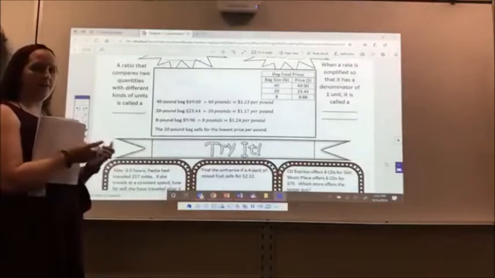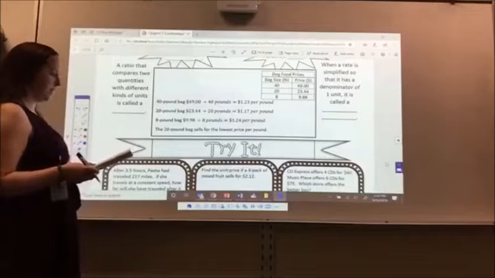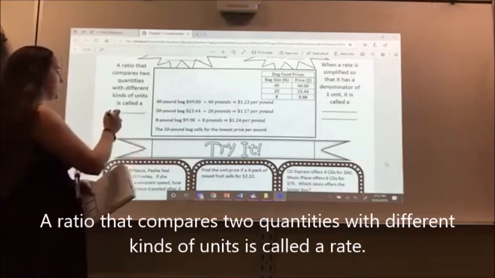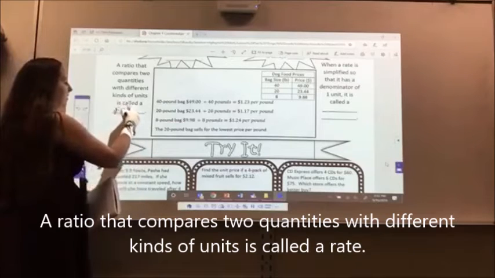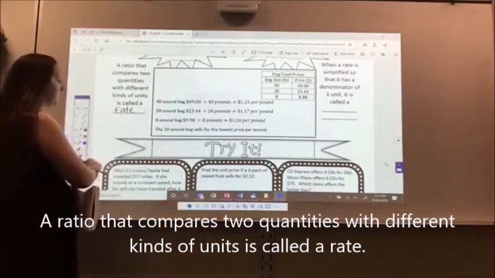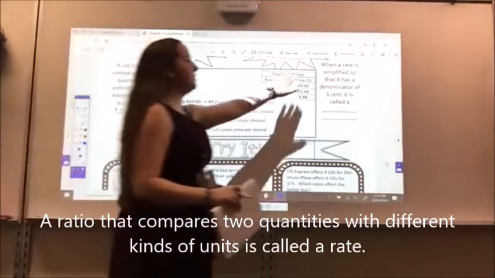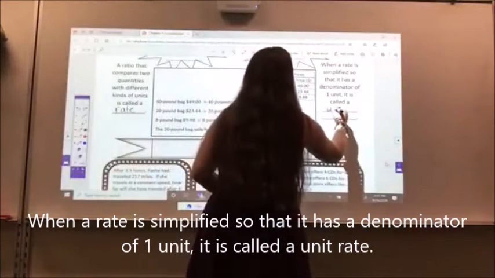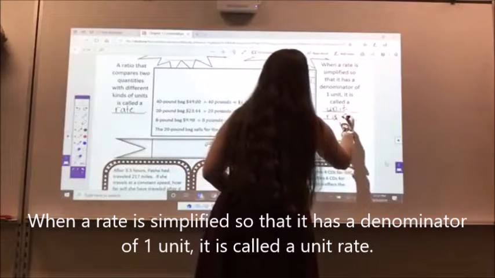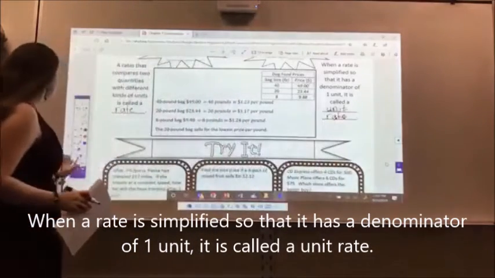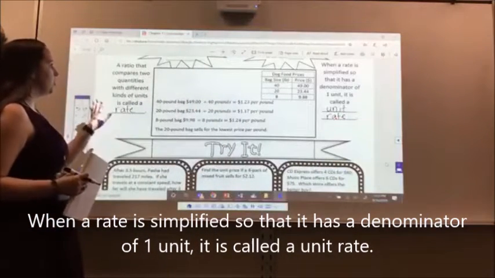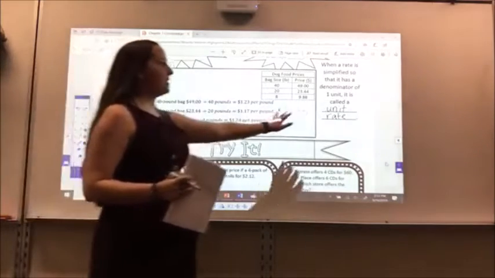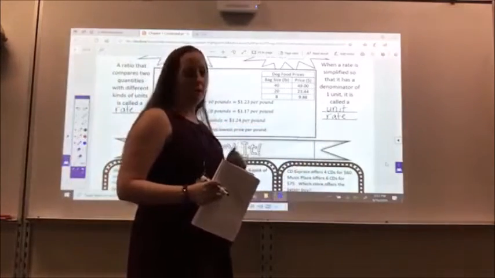So now we have a ratio that compares two quantities with different kinds of units is called a rate. When a rate is simplified so that it has a denominator of 1 unit, it's called a unit rate. So a ratio that compares two quantities with different kinds of units is called a rate. When a rate is simplified so it has a denominator of 1, it's called a unit rate.